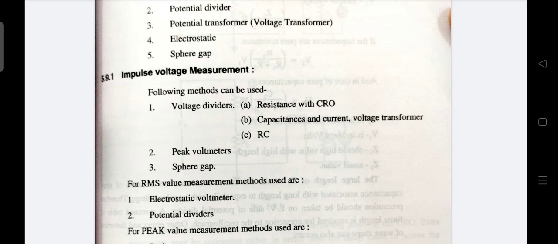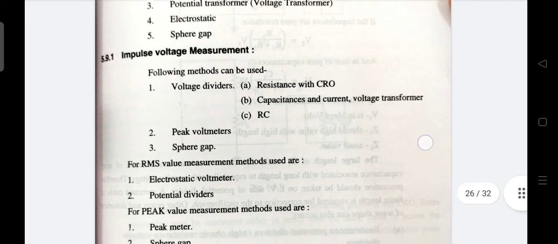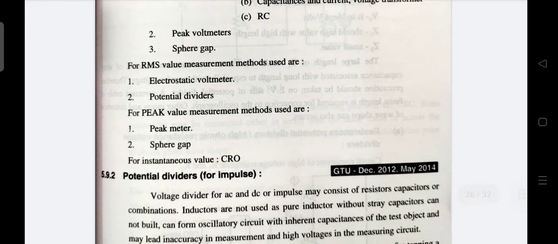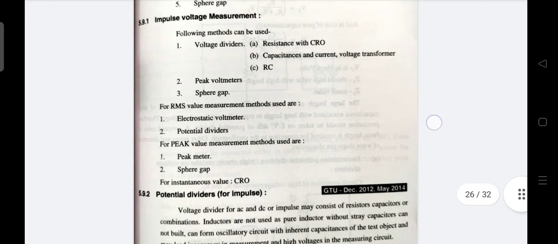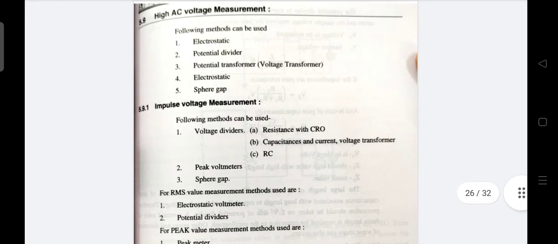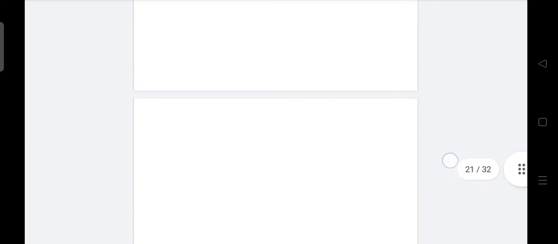Further, in voltage divider, there are three methods: resistance with CRO, capacitance and current voltage transformers, and the third one is RC. For RMS value measurements, methods used are electrostatic voltmeter and potential divider. And for peak value measurements, methods used are peak meter and sphere gap. So we also have to remember these different methods which are used for different types of voltage measurements.